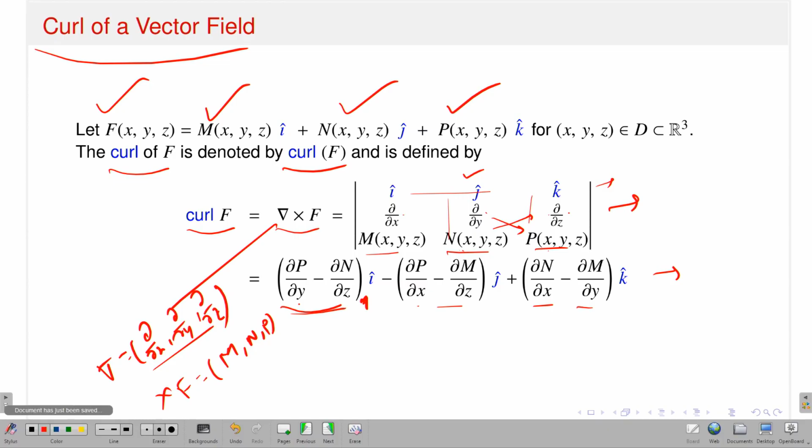That means, if I have a vector field capital F, whose components are capital M, capital N, and capital P, then curl of F is nothing but del cross F, which is the determinant of this one, and if I expand it, the first component of the vector along with i cap is del P del y minus del N del z, minus j cap times del P del x minus del M del z, plus k cap times del N del x minus del M del y. So, this is the first component, this is the second component, this is the third component. This is the curl of F.